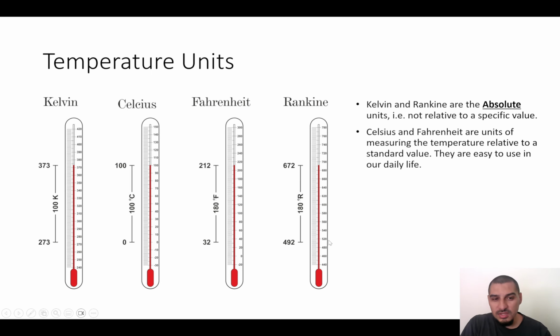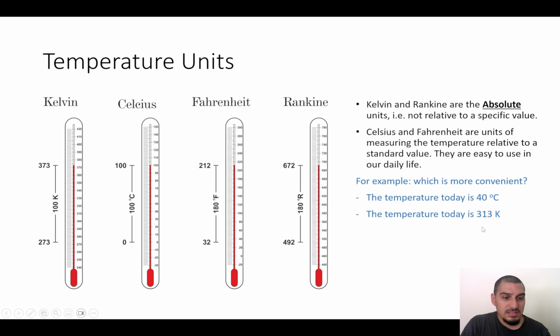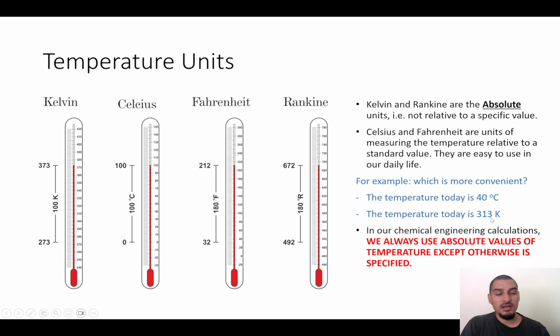So it's important to keep this in mind, that Celsius and Fahrenheit are relative to a standard value. And that's why they are easy to use in daily life. It's more convenient to say that the temperature is 40 Celsius than to say it's 313 Kelvin. That's why we use it. And just something to keep in mind, that in our engineering applications, in I would say 85 to 90% of the cases, we use the absolute temperature to do the calculations, unless something else is mentioned, but in general, this is what we use.